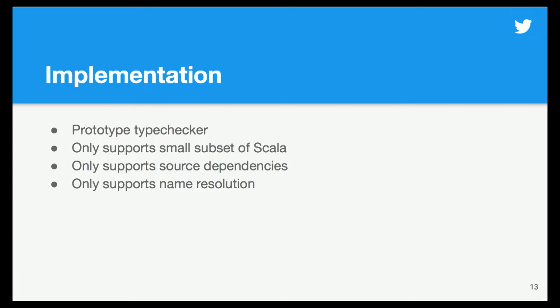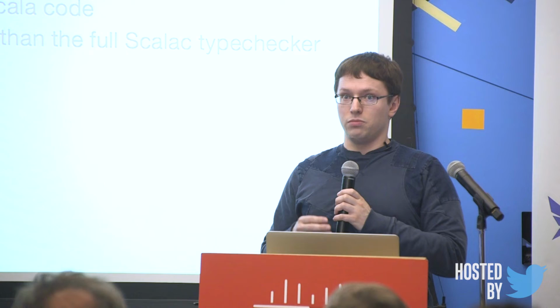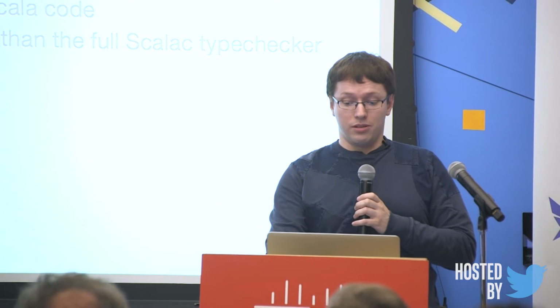We were interested in obtaining a hard upper bound of how fast things could be. And well, here are the numbers. We took an implementation of regular expressions ported from Java, so it was super simple Scala code. It was super simple, but not trivial. It still contained method calls, class definitions, type applications. And what we figured out in this case study is that our prototype type checker, which was very limited, as discussed on the previous slide, was 25 times faster than the full scalac type checker. So that's quite promising, I think.